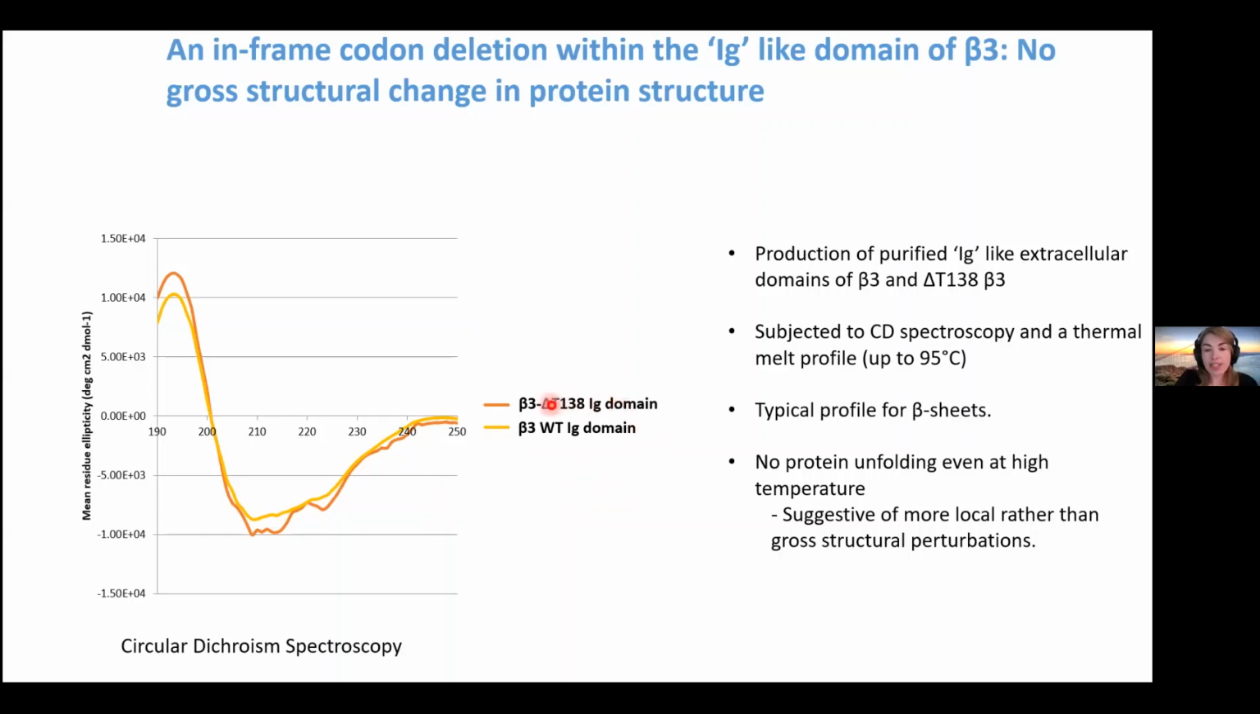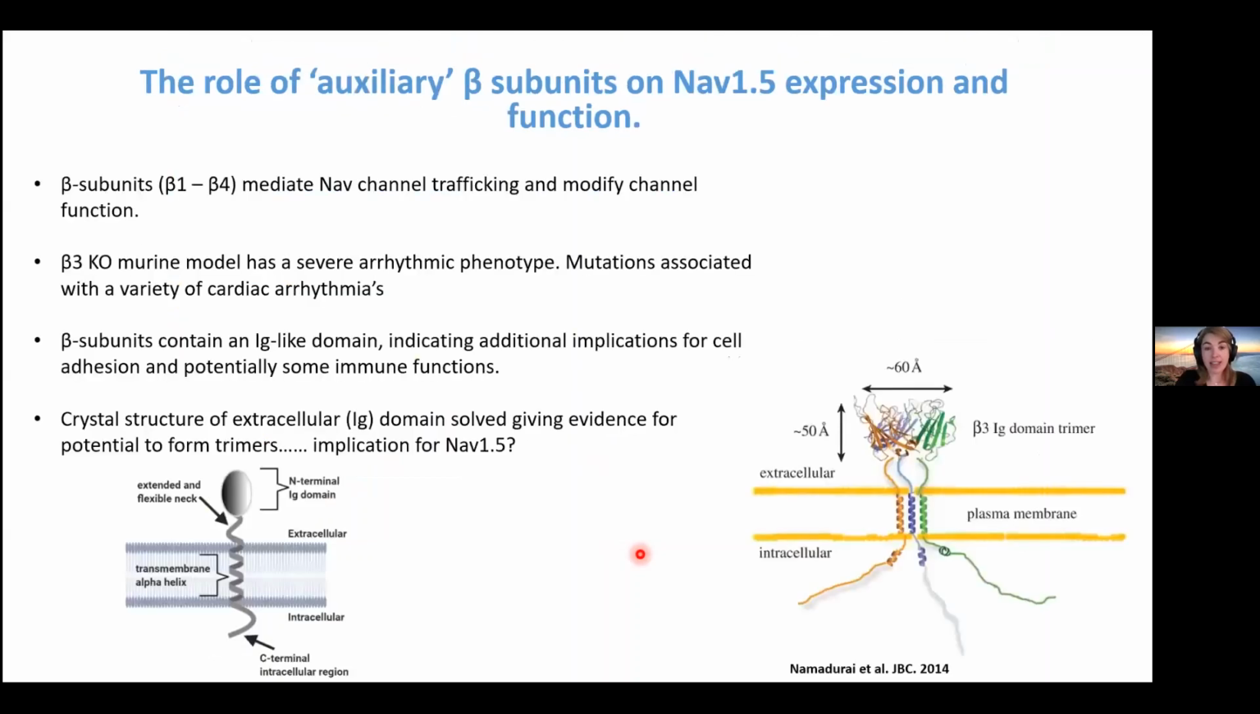Now, this is quite interesting because this single loss of the threonine was able to abrogate steady state inactivation in a manner similar to losing the whole extracellular domain. So it suggests that this region of the immunoglobulin domain is quite important for protein-protein interactions. That could be with NaV1.5 itself, as well as other beta subunits or interacting proteins. This brings me back to the idea that the beta-3 Ig domain could be involved in cell adhesion functions and potentially some immune functions.